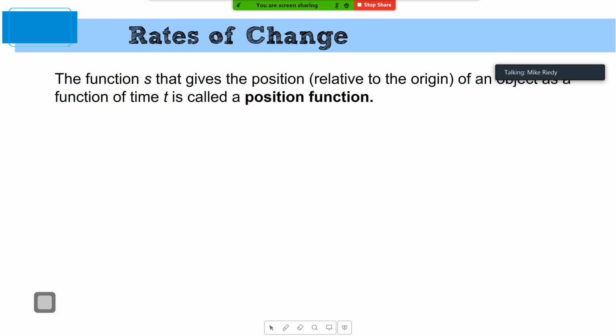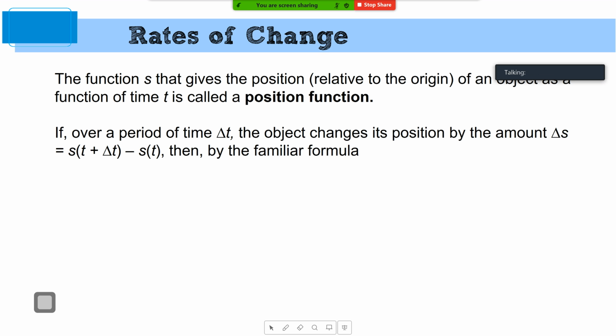We deal with something called a position function, which is fairly common. A position function is where something is located in space at a certain time. And by the way, for a couple minutes, just put your pencil down and watch. This is just, let's call it fluff. It's just a little background on how rates of change work.